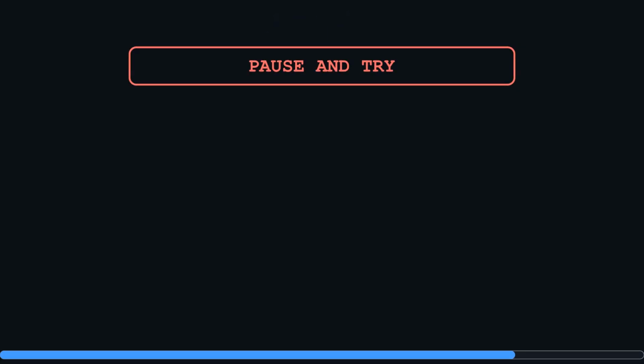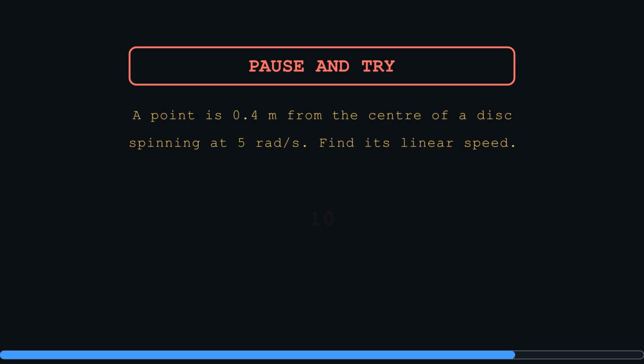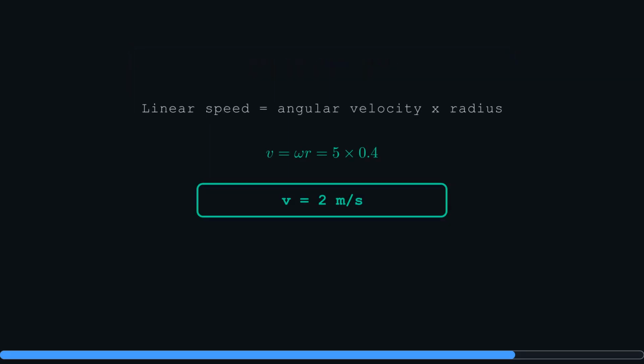Pause the video and try this problem yourself. Linear speed equals angular velocity times radius. 5 radians per second times 0.4 meters gives a linear speed of 2 meters per second.